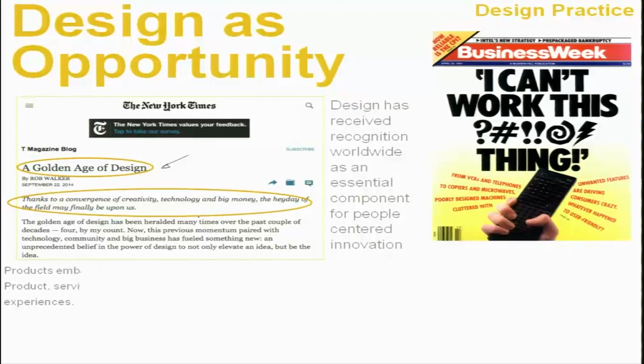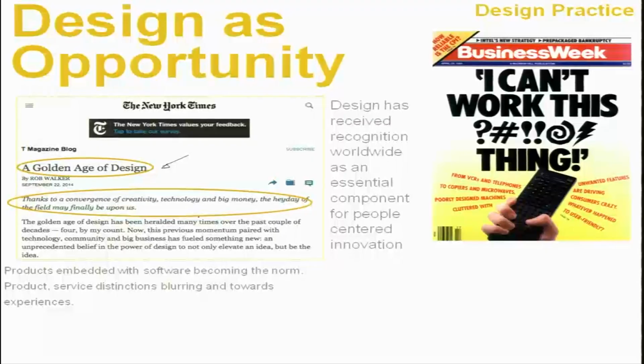There are a lot of underlying facts covered in this article, because of which it got published. Obviously the whole field of design has changed from just designing something which is basic, mass customization based or need based, to something which is related to the experience of using a product. So, it has received worldwide recognition as an essential component of what we today call people centered innovation and people centered design.